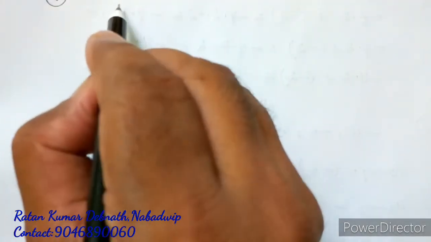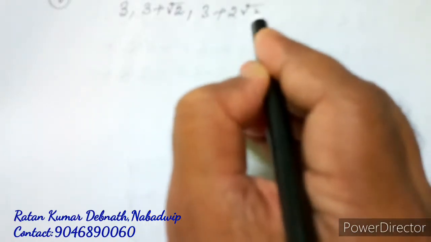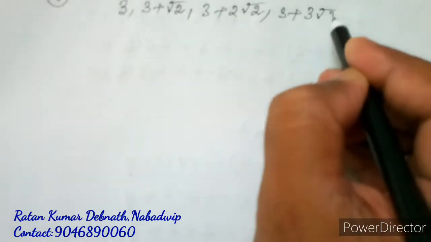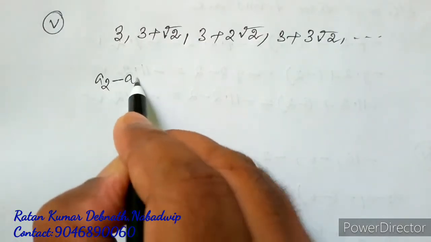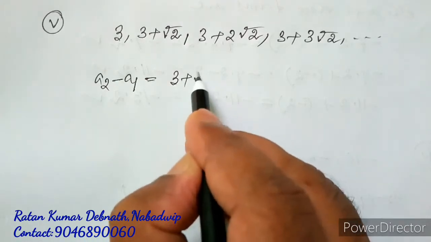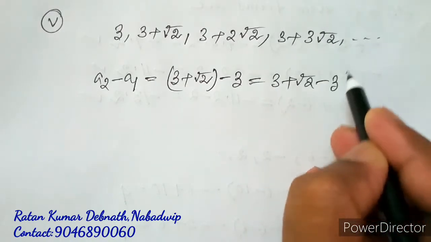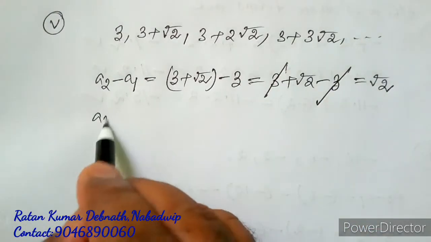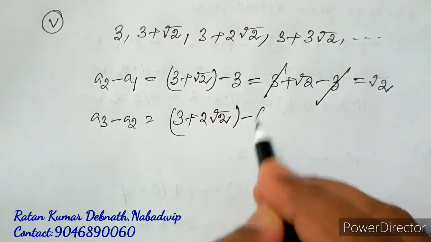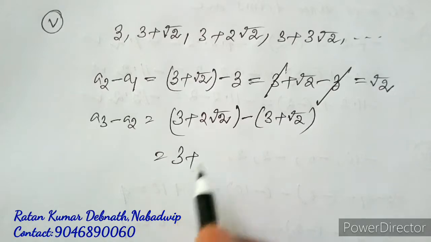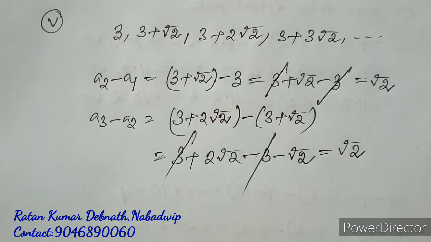Question number 5 of 4: the terms given here are 3, 3 plus root 2, 3 plus 2 root 2, 3 plus 3 root 2, etc. Now a2 minus a1 equals 3 plus root 2 minus 3, which results in root 2, as 3 cancels. a3 minus a2 equals third term minus second term, that is 3 plus 2 root 2 minus 3 minus root 2. 3 cancels, which results in root 2.